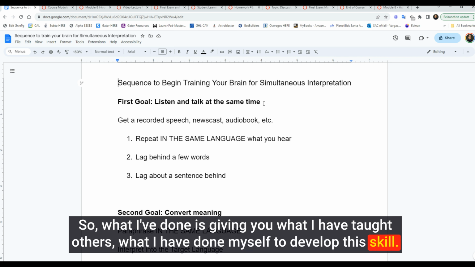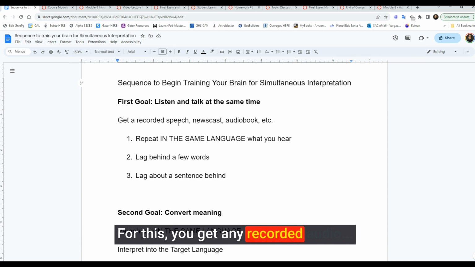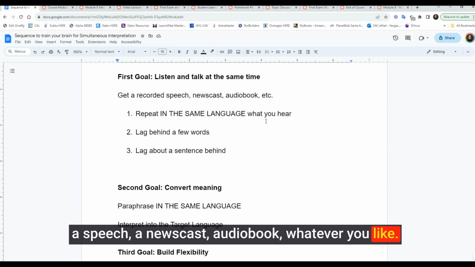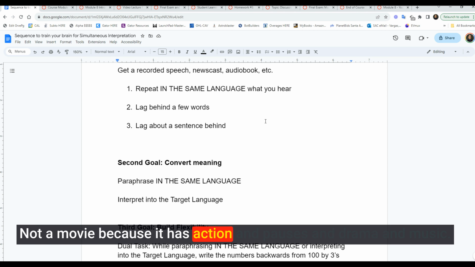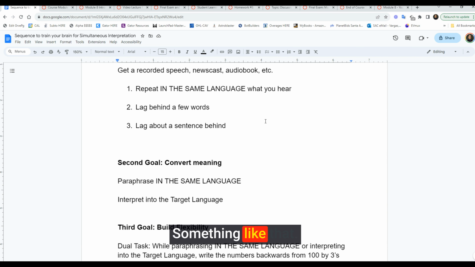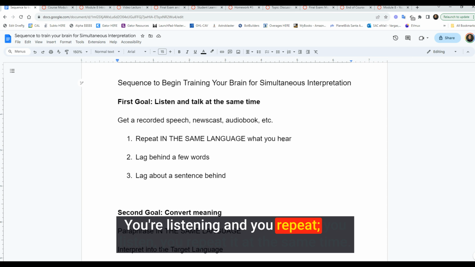The first goal, again, is to listen and speak at the same time. For this, you get any recorded audio, a speech, a newscast, audiobook, whatever you like. Not a movie because it has action and pauses and drama and music. Choose something that is a conversation, a speech, an interview, something like that. All you have to do is repeat in the same language what you hear. Listen and you repeat. Listen and you repeat at the same time.